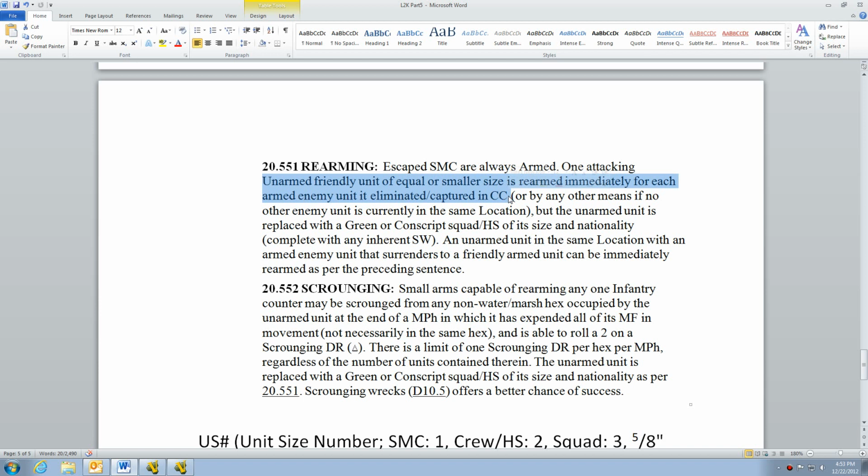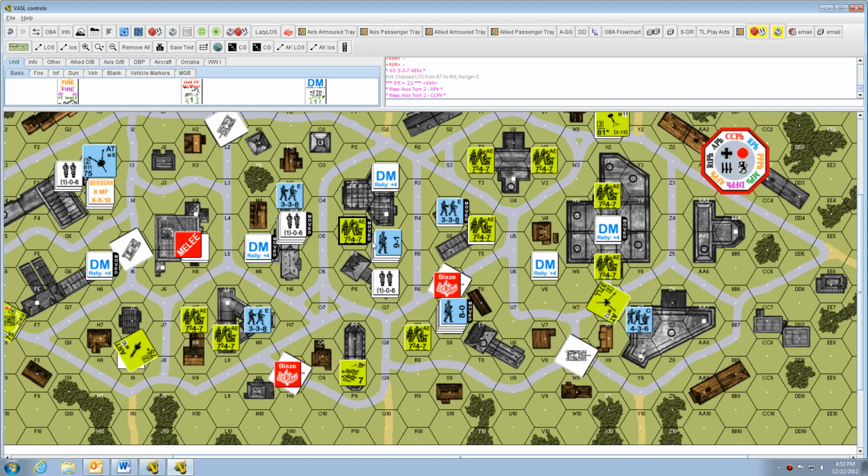So basically what that means is, let's take a look here. We have a German half squad that's broken, and we have two half squads that are prisoners. If for whatever reason that German half squad becomes eliminated, then one of these half squad prisoners will rearm. They're basically going to pick up the weapons from the half squad that's there.